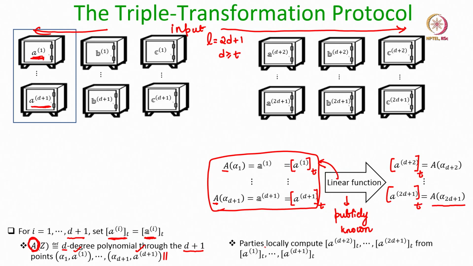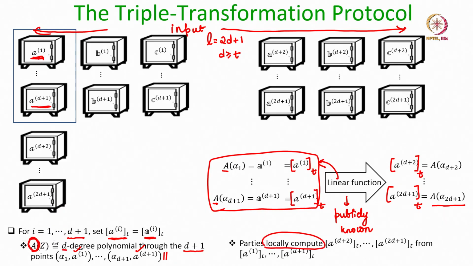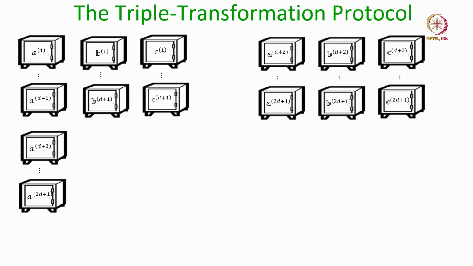So, as a result we can say that the parties now locally compute the A component of the remaining output triplets. That simply requires applying a linear function. So, you have fixed the A polynomial here in a secret shared fashion, apply the linear function and get this done. That is how the A component of the input triplets are transformed into the A components of the output triplets.